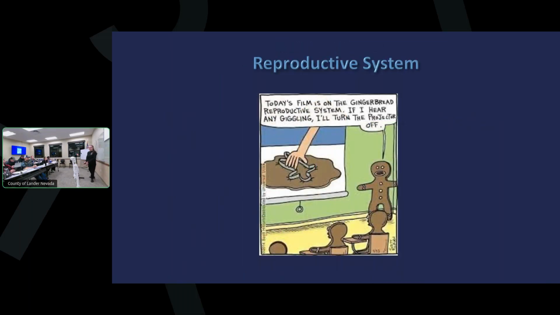All right, the reproductive system. I think this might be, I like this little meme. It's funny.